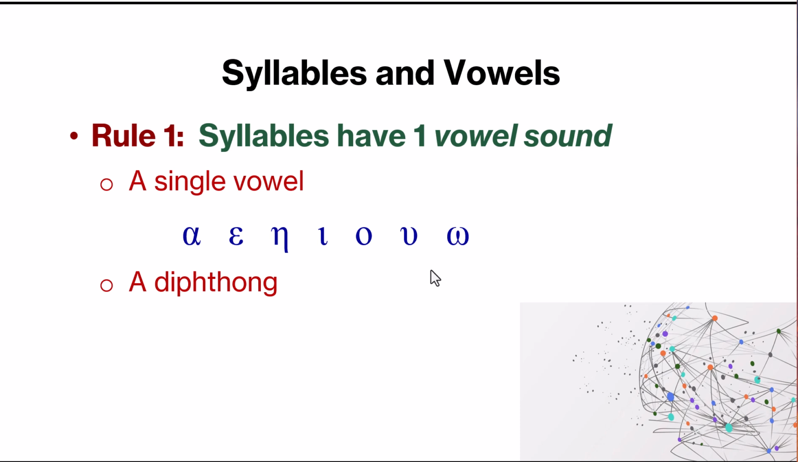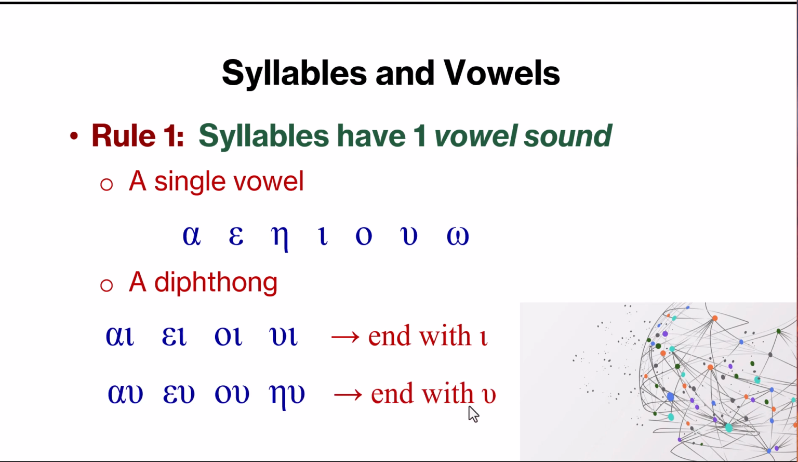Or a vowel sound can be a diphthong, and that is two vowels that are pronounced as one. And so we have four that end with iota. So we have alpha iota, epsilon iota, omicron iota, upsilon iota. And then we have four that end with upsilon. So alpha upsilon, epsilon upsilon, say that 4 times quickly, omicron upsilon, eta upsilon. So these are our diphthongs, and anything else, any other combination of vowels, is not a diphthong.